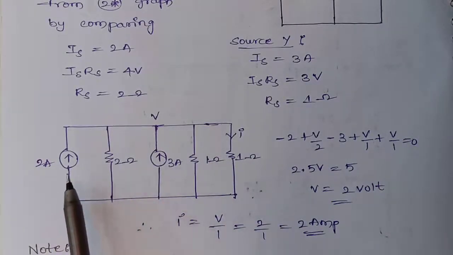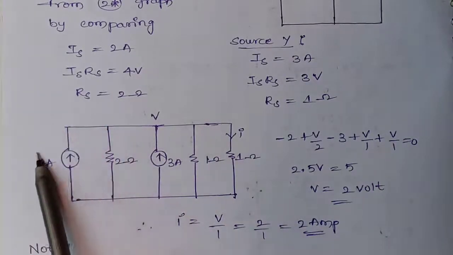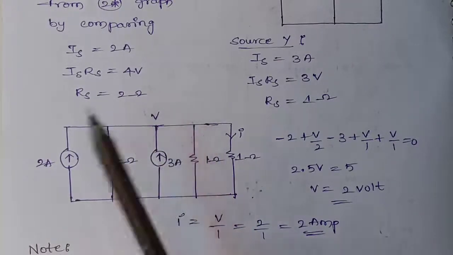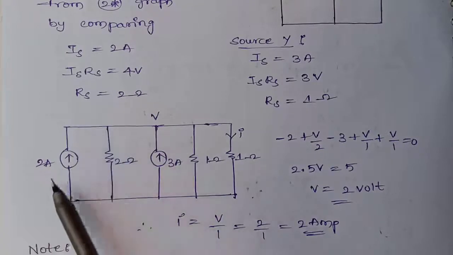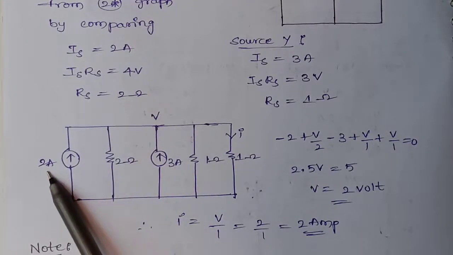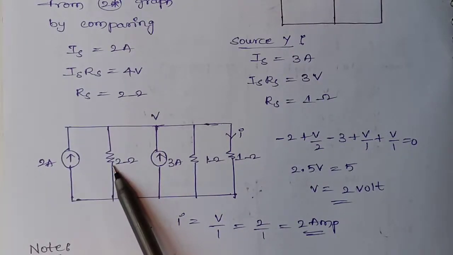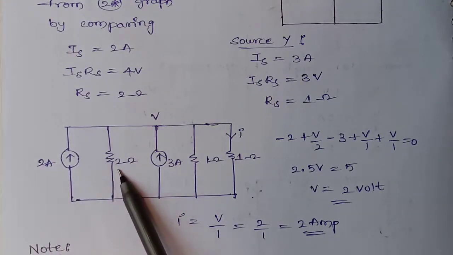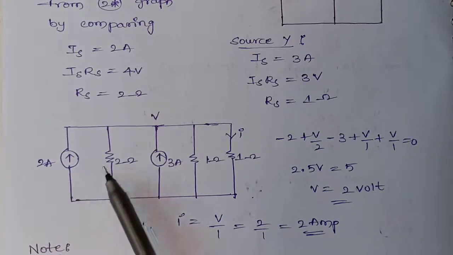So this is the source X and this is the source Y. Here you can see that this is the current source value of source X and this is the internal resistance. In a practical current source, the resistance is connected to the current source in parallel.